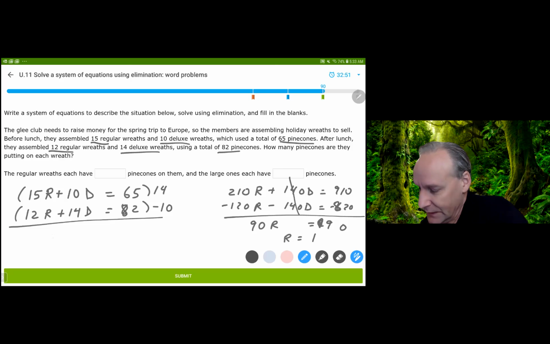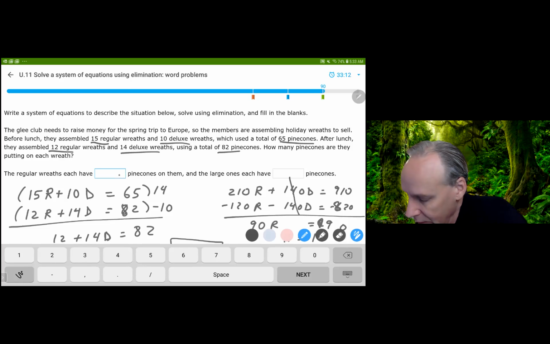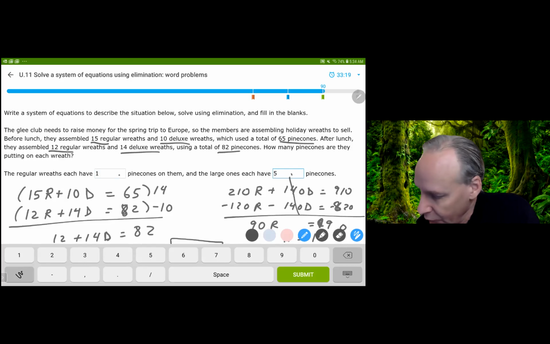So R is equal to 1. So 12 plus 14D is equal to 82. Sorry, it's getting messy here. Subtract the 12 from both sides and you get 14D is equal to 70. So D is equal to 5. So they used 5. The regular have 1 and the deluxe have 5. And it's a really good idea to check your answer. We'll put 1 for here and 5 for here, and we should get 65, and we do.